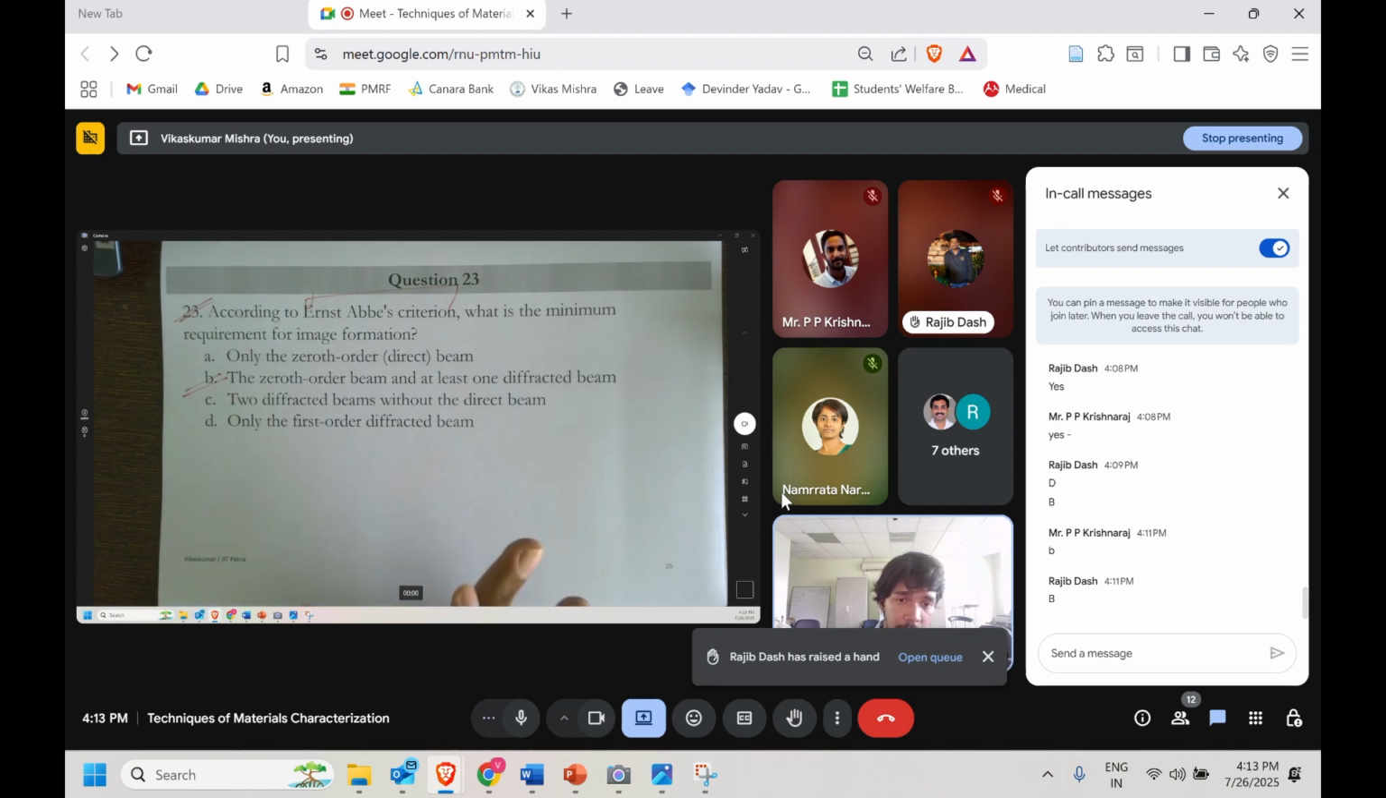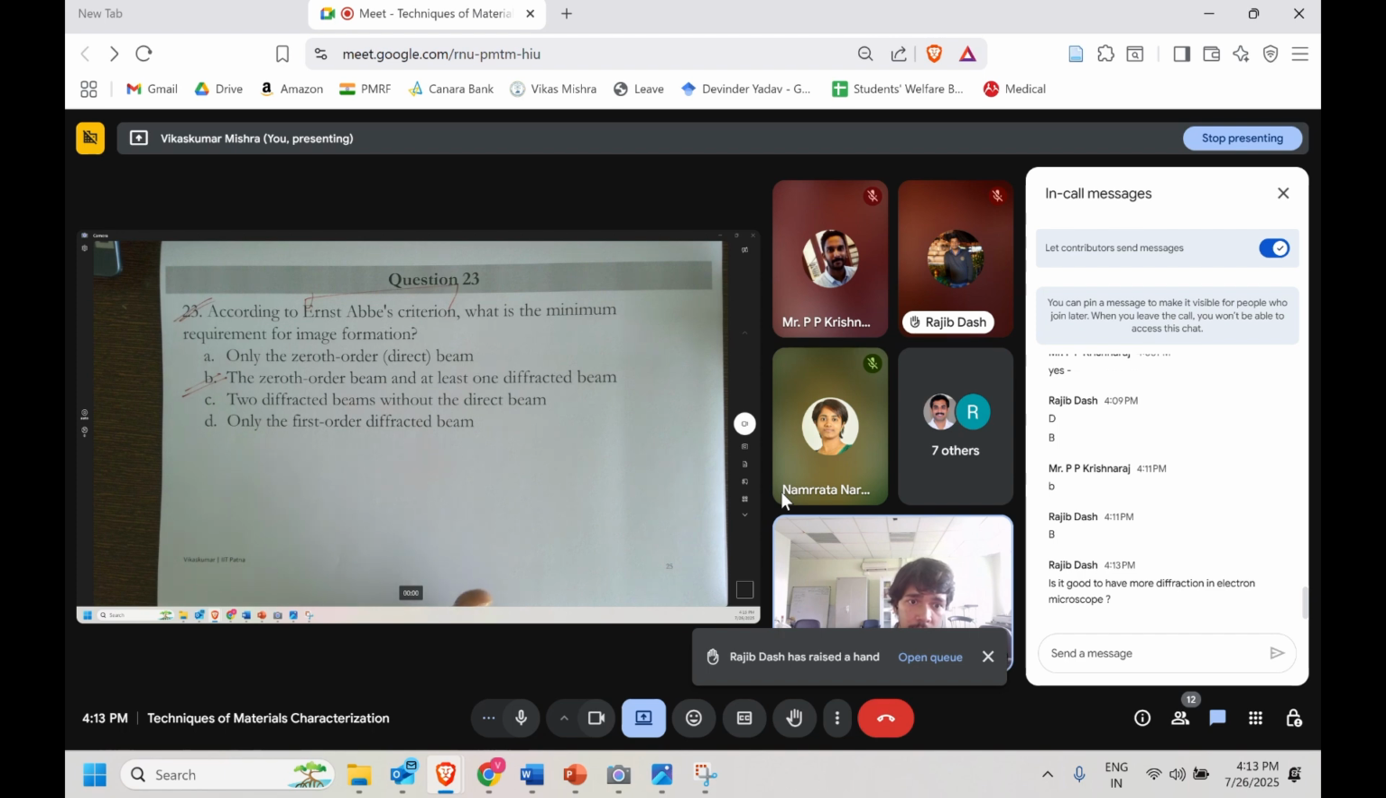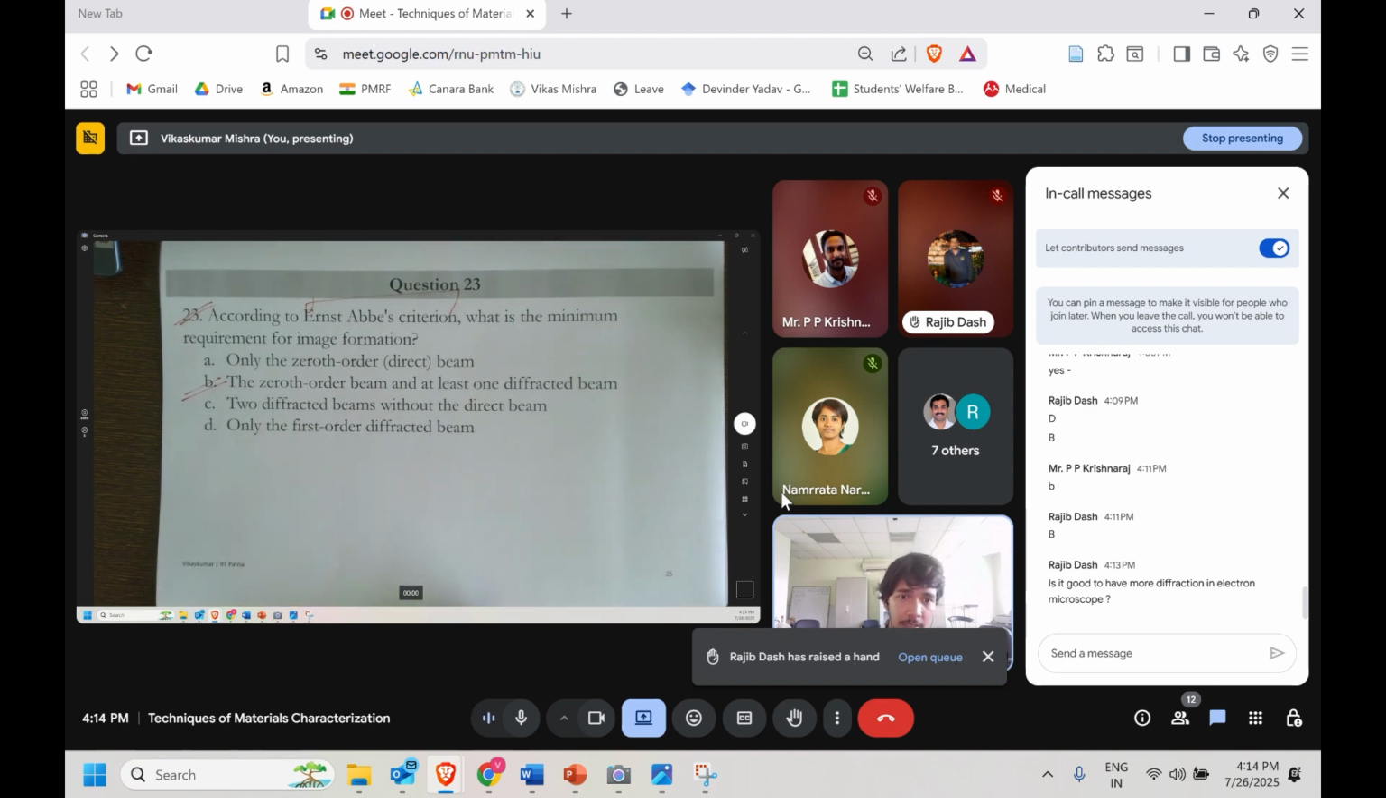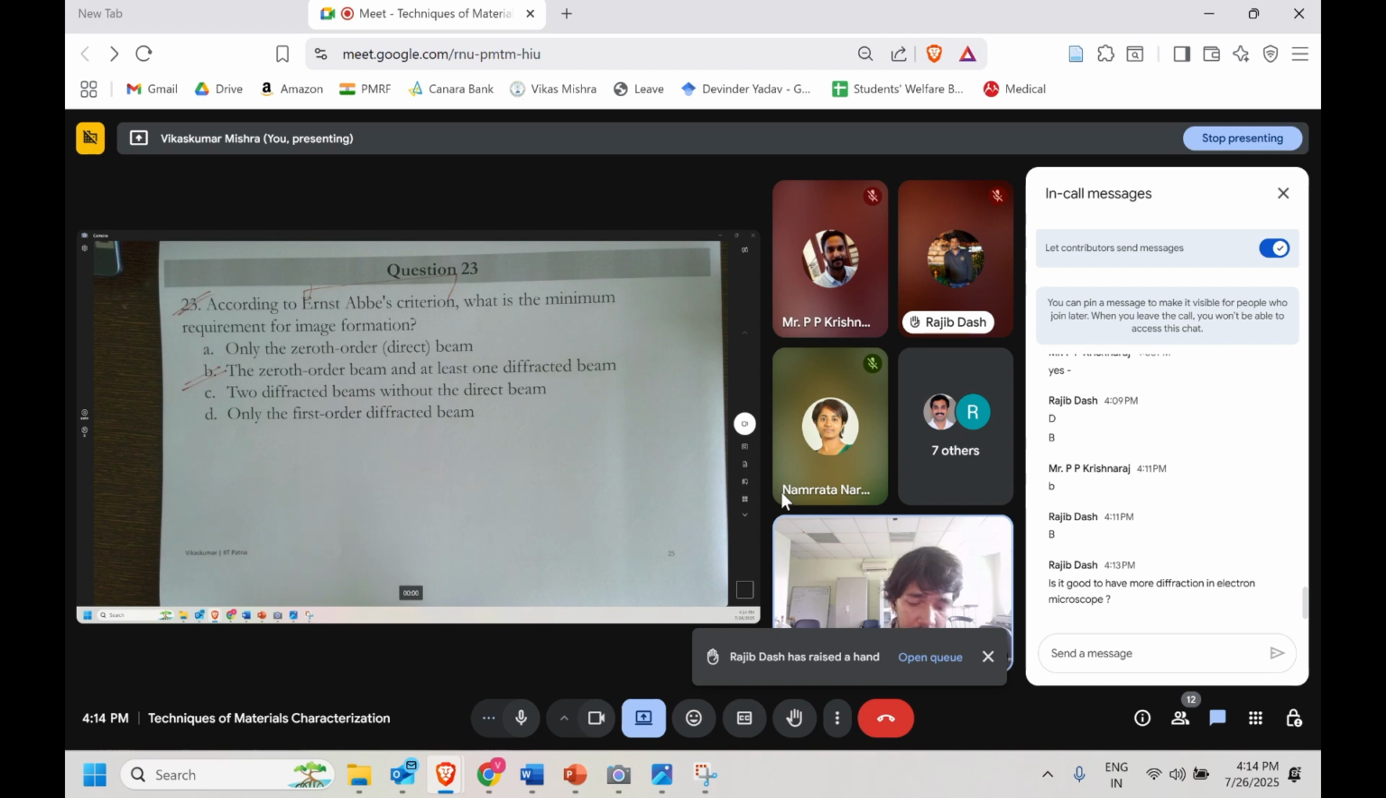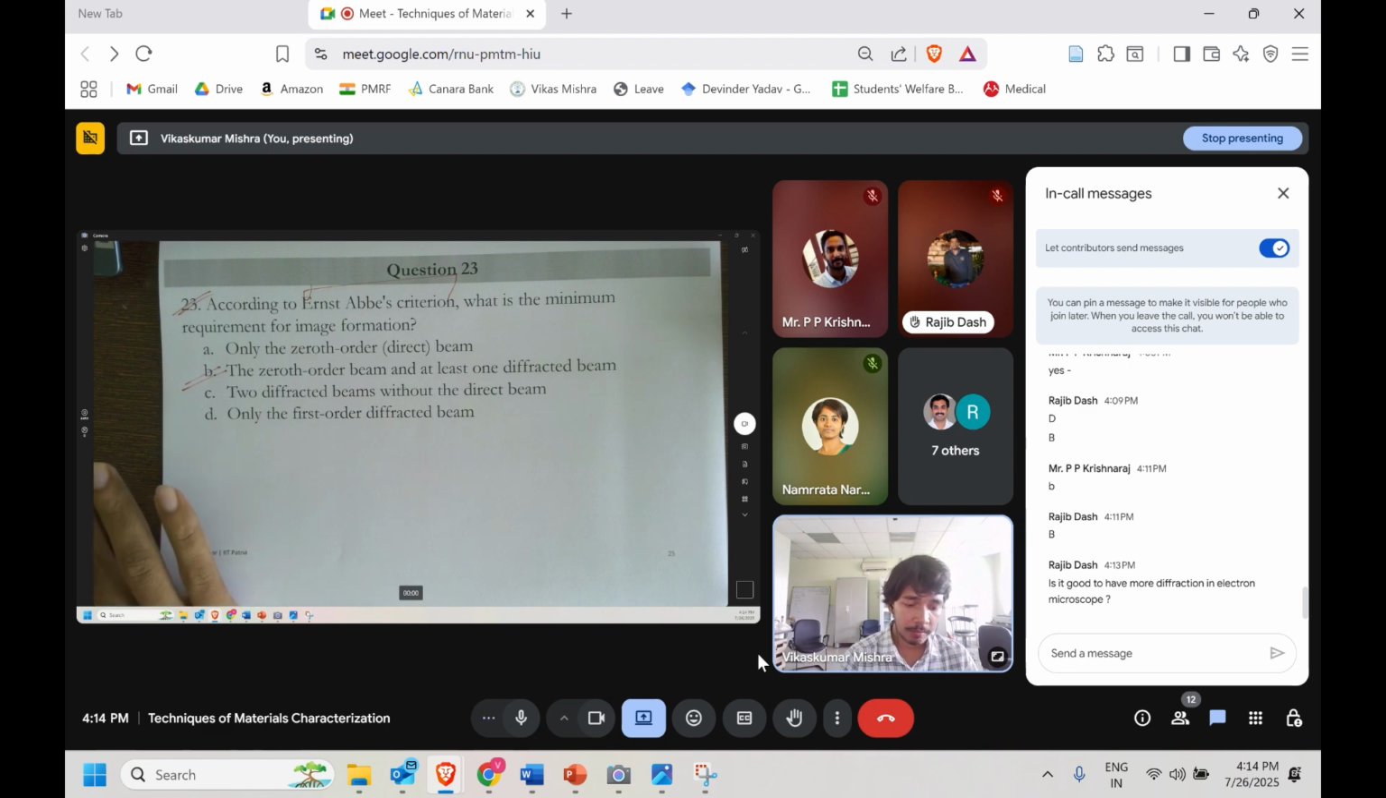Yes, Rajesh, please. Is it good to have more diffraction in the electron microscope? See, the diffraction will definitely happen, and that is the reason why we get the Airy disk. You cannot avoid that. This is the nature of the wave. That is the reason why the spot size is larger than the beam size. So the diffraction you cannot avoid.